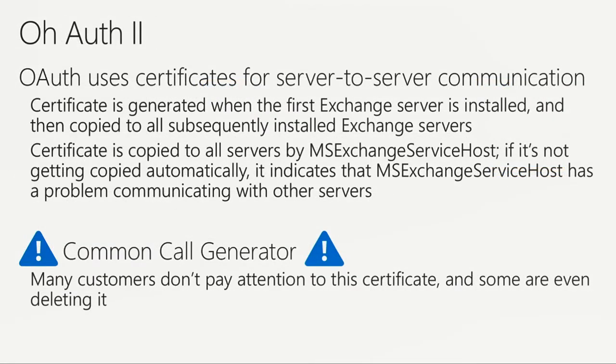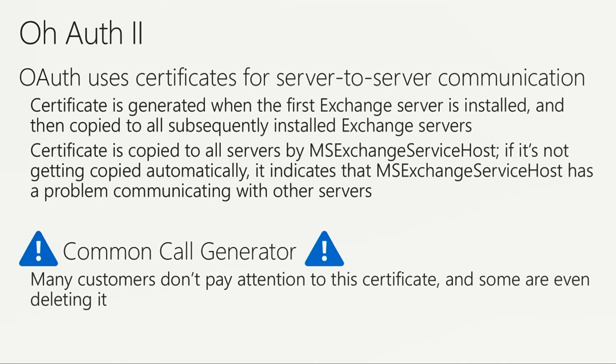All right, OAuth. We talked about OAuth last year, and we talked about it because at that time it was a critical call generator, because customers did not know that the OAuth self-signed certificate that Exchange put on the box was not supposed to be deleted. So they would delete that, and that would immediately break authentication scenarios, and then they would call us, and we would tell them how to fix it. And so that was the common call generator we went through last year.